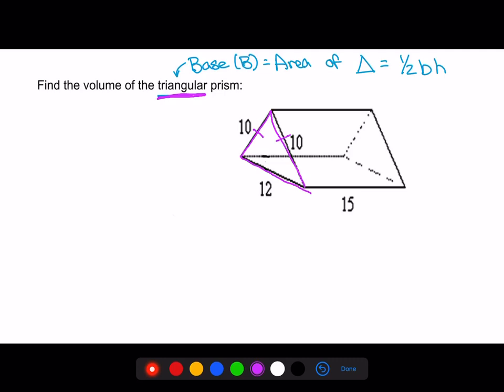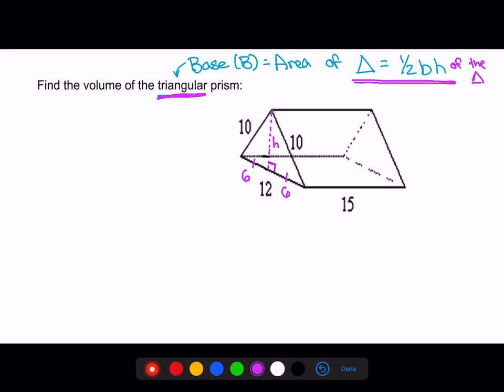Now, if I notice that, then of course I can just go ahead and find the height. So if I go ahead and draw an auxiliary line here, I know that it'll intersect at 90 degrees because it's isosceles. And I also know that it'll intersect at the midpoint, making both of these 6. So let's go ahead and find the height here. We need to find the height so that we can use the area of a triangle, which is 1/2 base times height of the triangle.